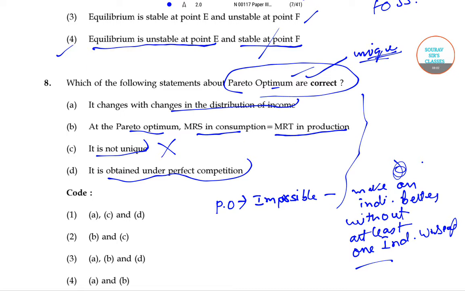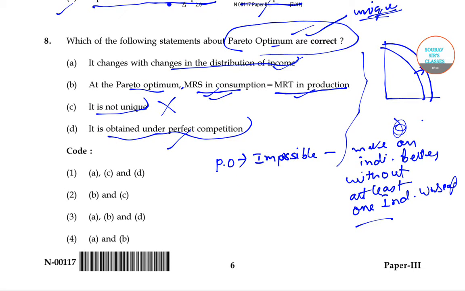We also know that when the distribution of income changes, the Pareto optimality also changes, because it looks like this. When income changes, Pareto optimality shifts rightward. So this one is right. Now we know at this point MRS equals MRTS. In case of Pareto optimal, MRS equals MRTS in production, and obviously it is obtained under perfect competition. So for question number 8 the right answer is option A, B, D. So it will be option 3.